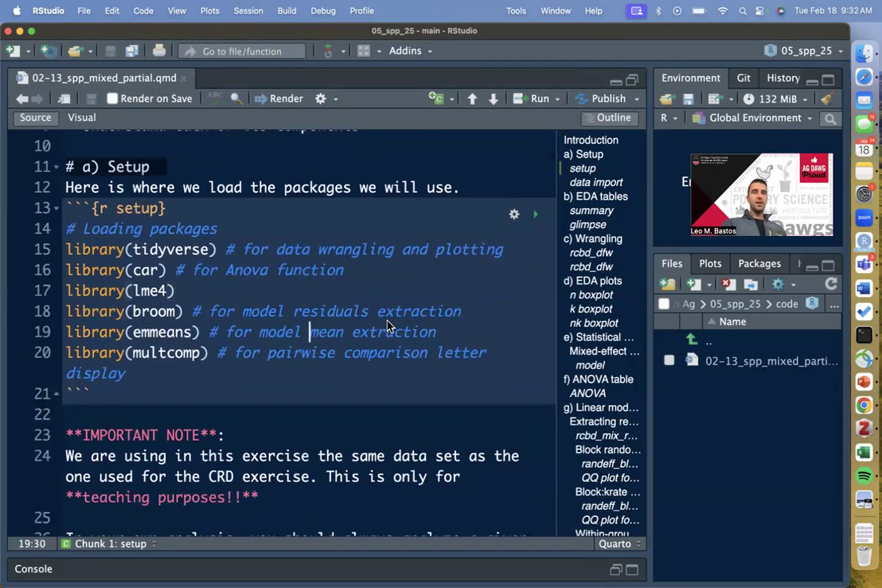I left you here all the packages for you to load. We should already have all these packages, so there shouldn't be an issue if you just want to go ahead and run that chunk.